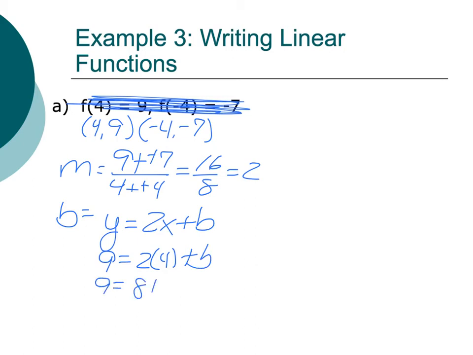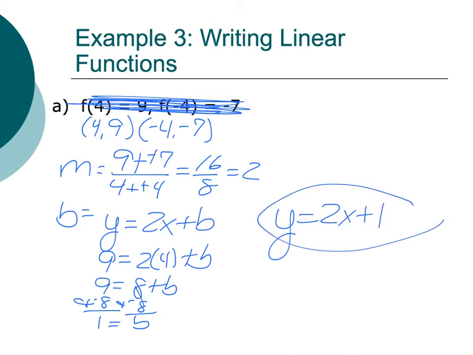9 equals 8 plus b. Add negative 8 to each side. And I get 1 equaling b. Final answer, plug the slope, which was 2, into the equation, and plug b in, which was 1.